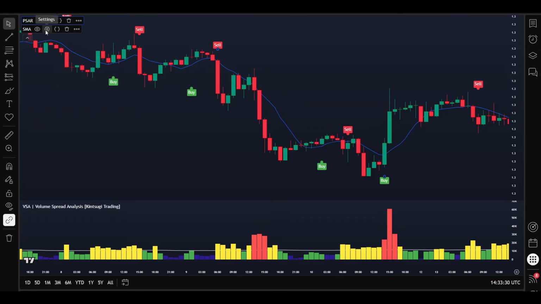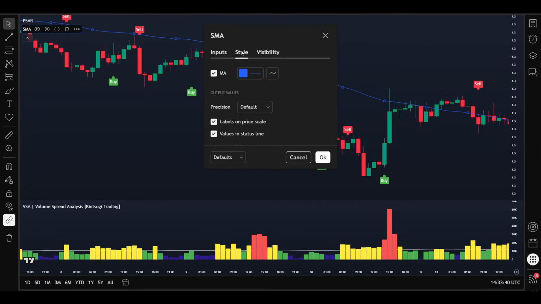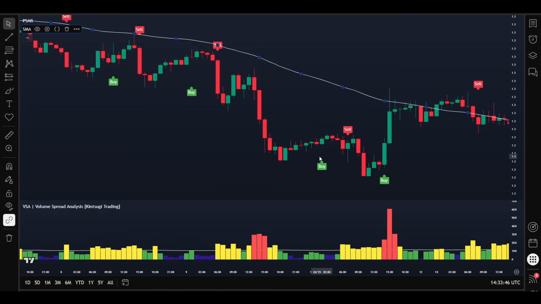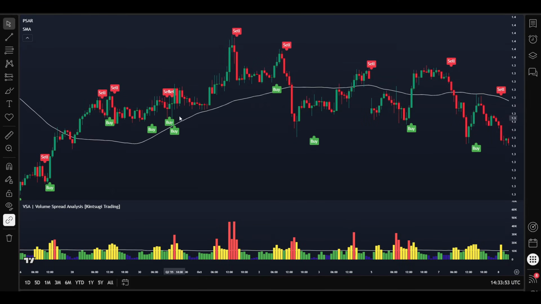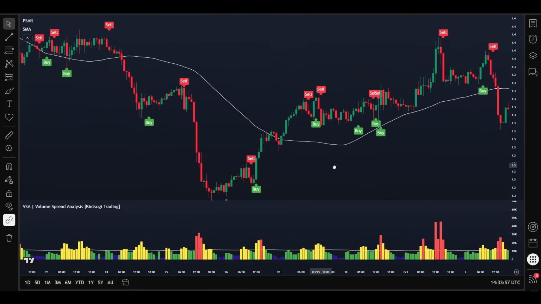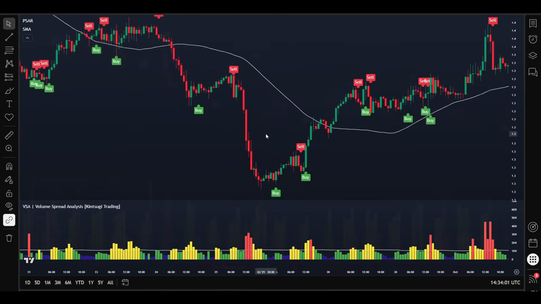Moving average. Open settings. Set length to 60 and use a clear, visible color. Reading rule. Price above the 60 MA means bullish bias, and we only look for longs. Price below the 60 MA means bearish bias, and we only look for shorts.